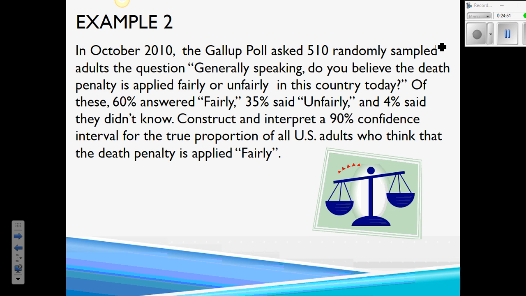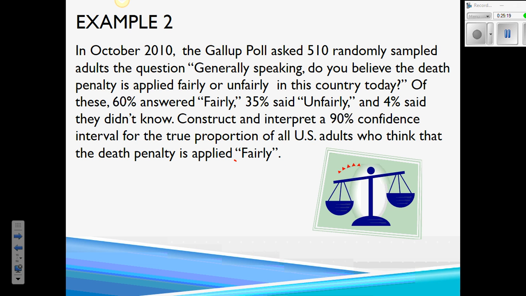In October 2010, the Gallup poll asked 510 randomly sampled adults the question, generally speaking, do you believe the death penalty is applied fairly or unfairly in this country today? Of these, 60% answered fairly, 35% said unfairly, and 4% said they did not know. Construct and interpret a 90% confidence interval for the true proportion of all U.S. adults who think that the death penalty is applied fairly.